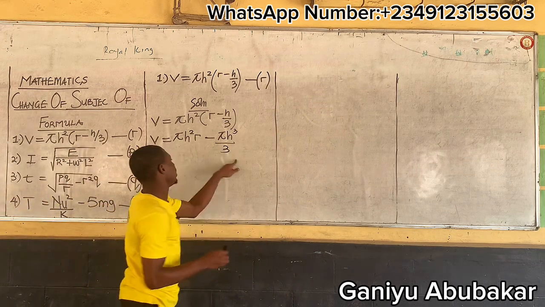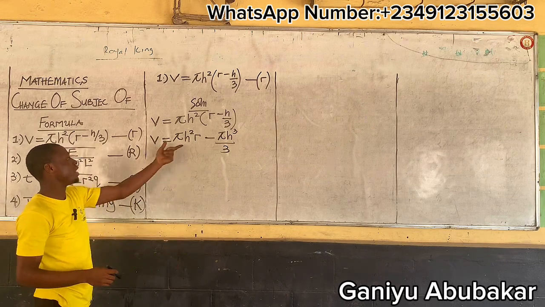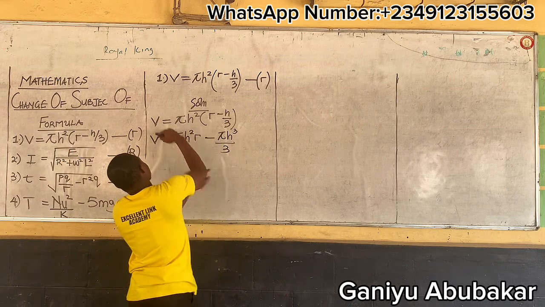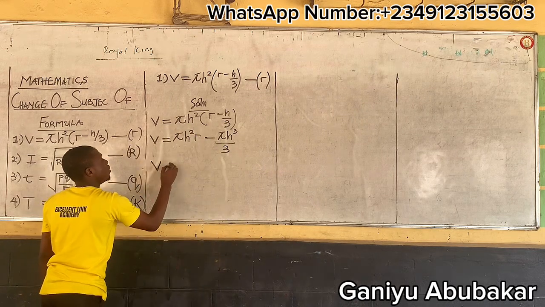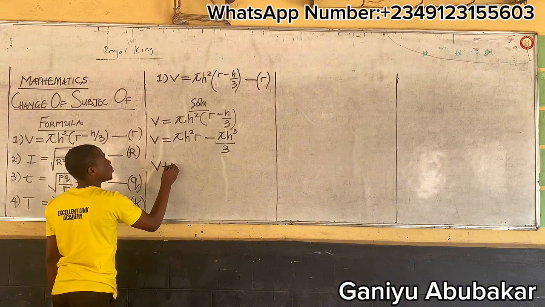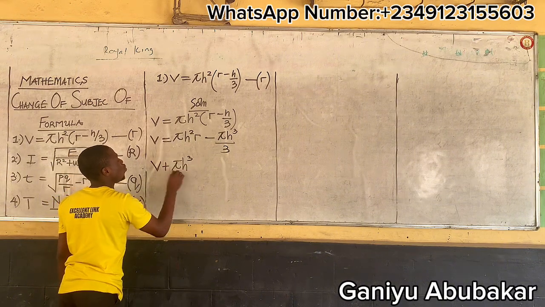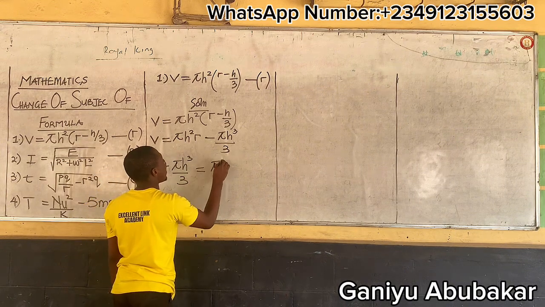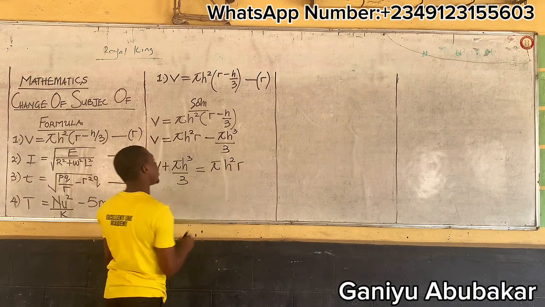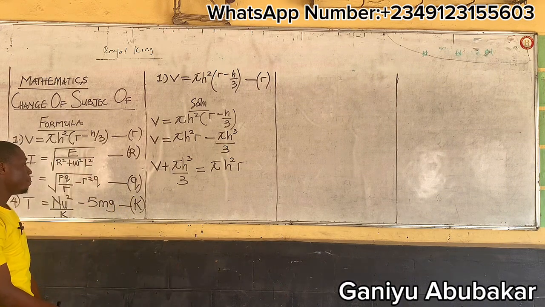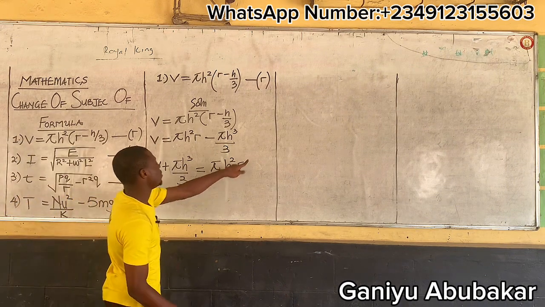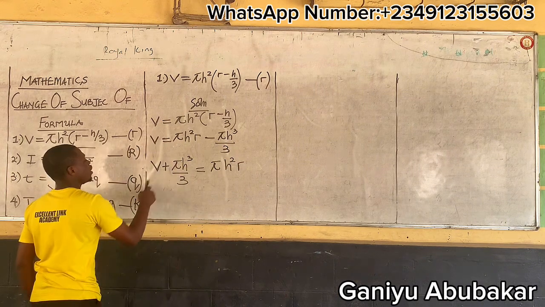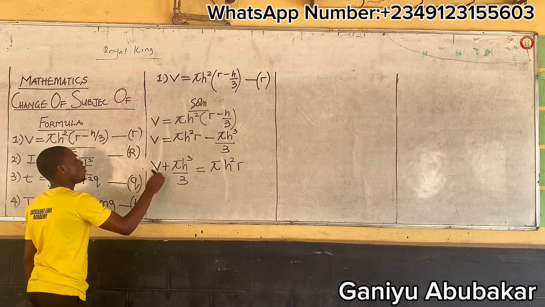Mind you, I want to make r the subject. In this equation, where does r exist? r exists here. So I'll carry this one to the other side. I'll have V, this is minus coming plus, pi h cubed over 3, equal to pi h squared r. Next, I want to make r the subject, so I can divide through by pi h squared. But let me simplify this first.